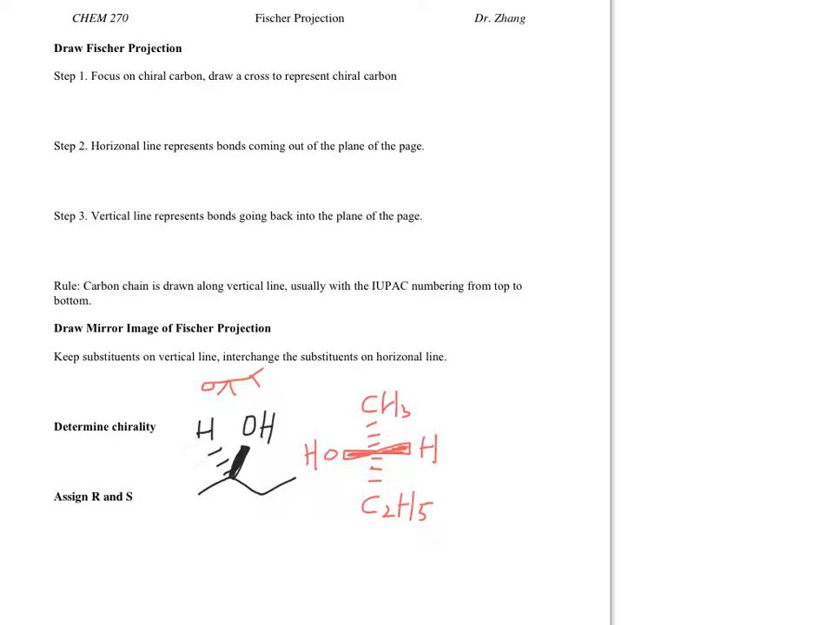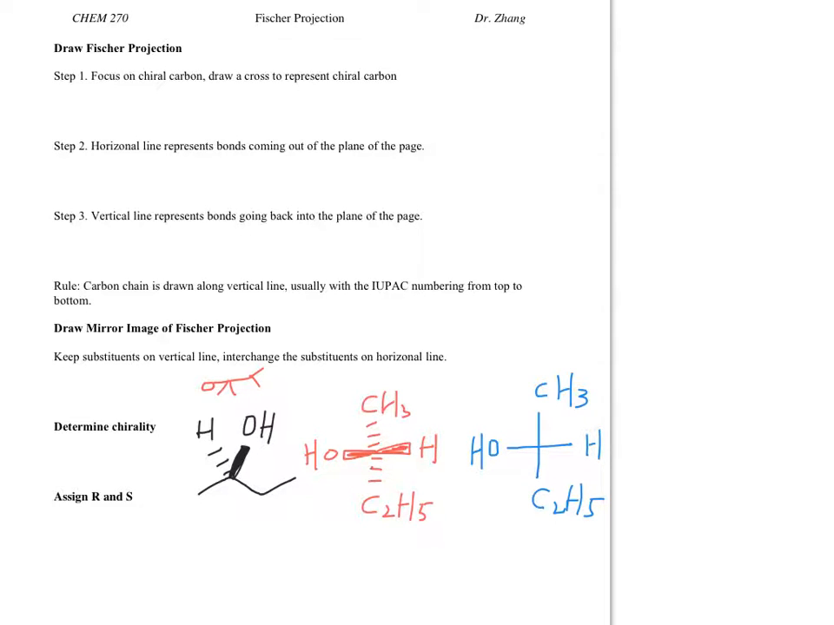So we could draw our Fischer projection as a cross, as step 1 suggested, and we're going to draw out the substituents that bond to your horizontal line. That'll be hydroxide and hydrogen, and the substituents bonded to the vertical line. That'll be your methyl and ethyl groups. Okay, we're able to describe the stereochemistry of this 2-butanol utilizing a Fischer projection.